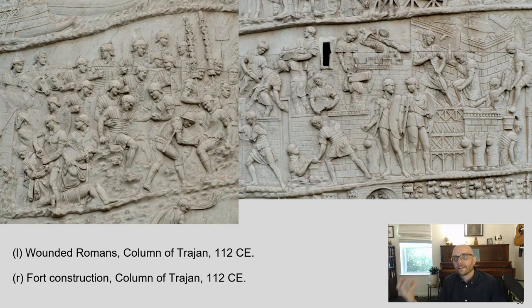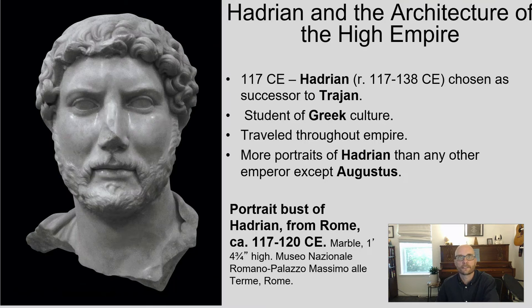So there had been 600 years of artistic development and refinement since the ancient Greeks came up with this humanistic, realistic way of depicting the human body. And so by the time we get to this high imperial period, we are seeing a refinement. We're seeing the best quality of this kind of art.